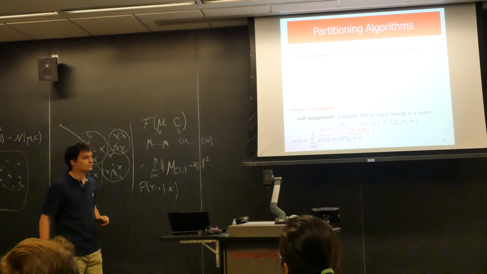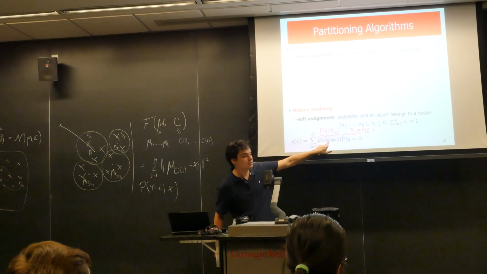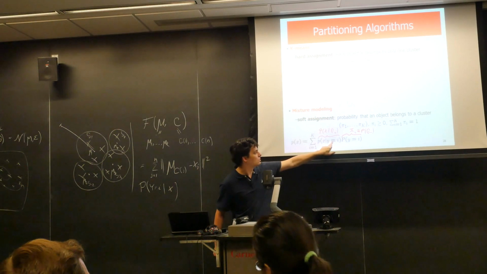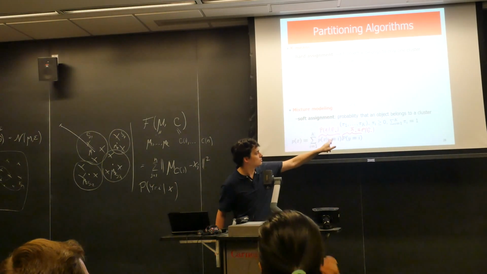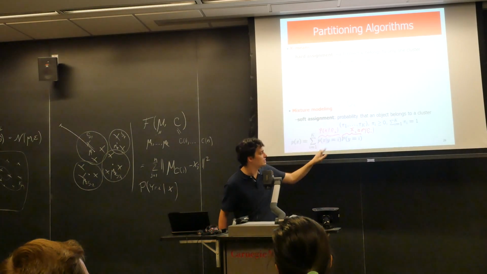Right? So this is what happens here. Y is a cluster label. This is the probability of x given theta I. It can be, say, a Gaussian distribution.